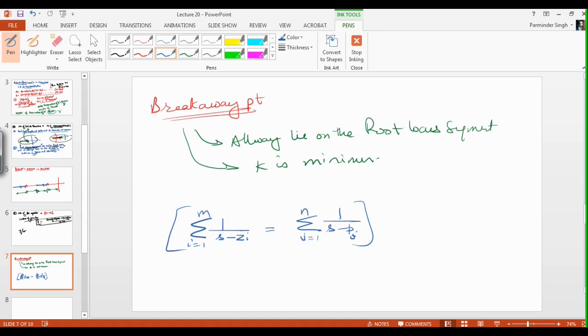Also there is another way to calculate this breakaway point. We can use this method, it's a very easy method. I've said that the breakaway point is where k is minimum, right? Now we know that our characteristic equation is 1 plus k times G(s) equal to 0. So what is k in this case? K is nothing but minus 1 upon G(s).